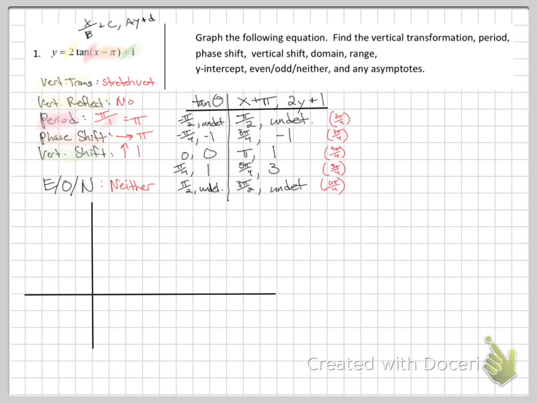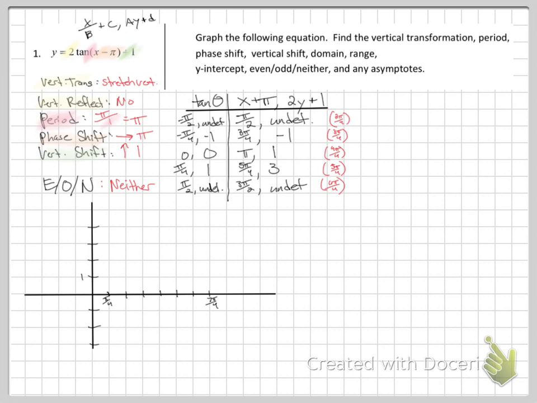Label your axes. We're counting by fourths, so pi over 4, 2 pi over 4, 3, 4, 5, 6. We'll go all the way out to 7, just so I can see it. The y-axis is common to go by 1s, but write it down. Okay, so now let's plot our points.